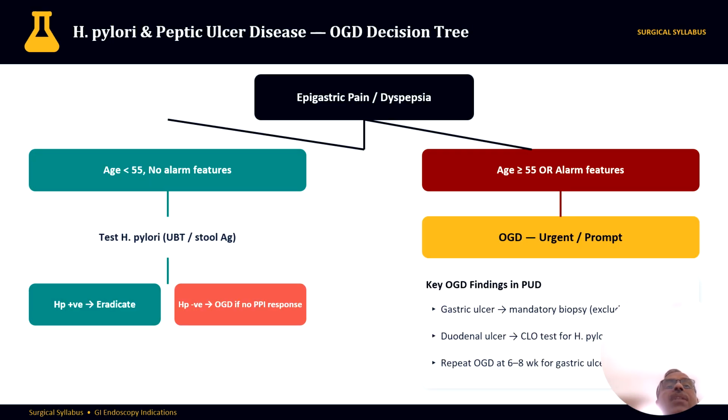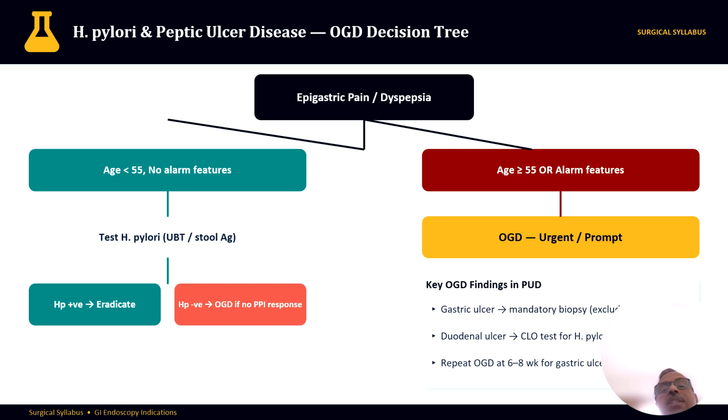Now, H. pylori, peptic ulcer disease, and the upper GI endoscopy or OGDS decision tree. A patient comes to you in the clinic or OPD with epigastric pain or prolonged dyspepsia. If the age is more than 55 years, or if there are any alarming features in the form of hematemesis or weight loss, then we do an urgent OGDS promptly within 24 hours. Key OGD findings in such cases: if a gastric ulcer is seen, a mandatory biopsy should be done, a 4-quadrant biopsy in all gastric ulcer patients, to exclude any gastric carcinoma.